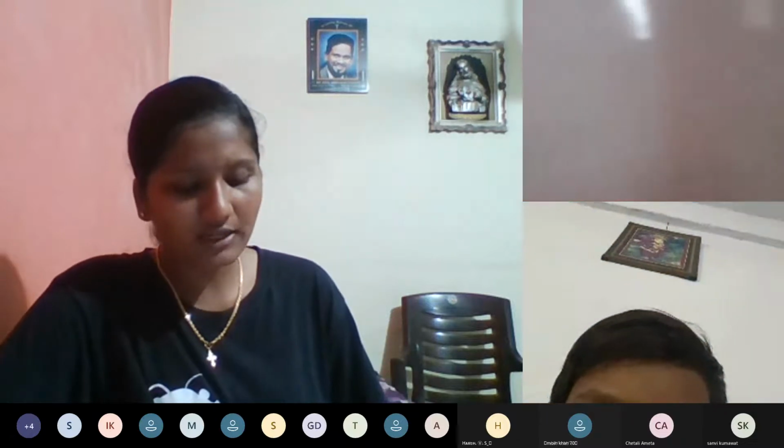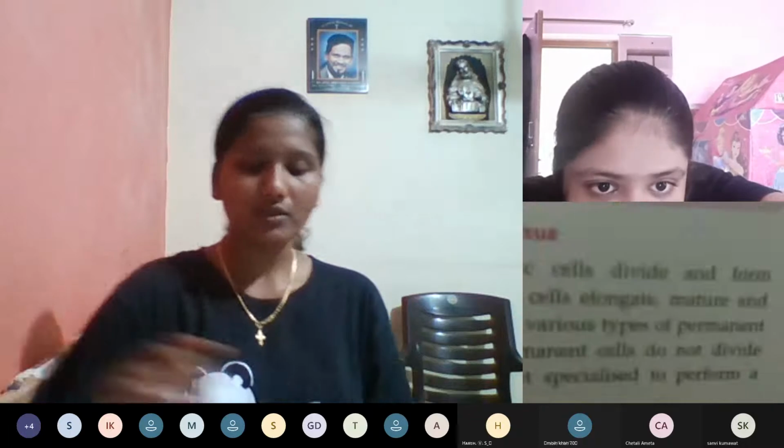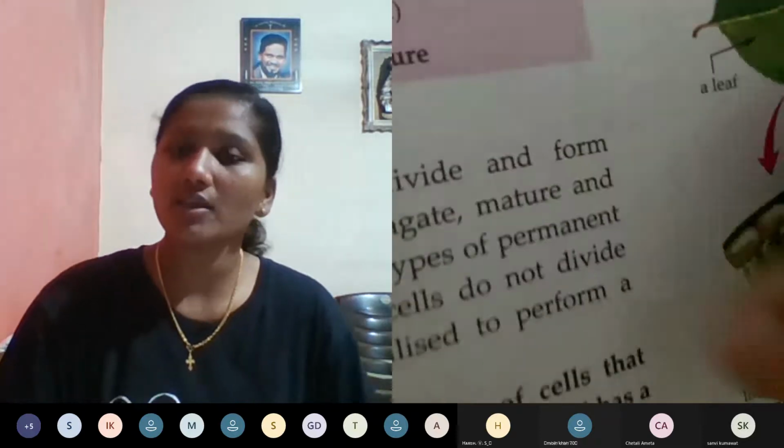Now, the permanent cells do not divide further. They get specialized to perform specific functions. These permanent tissues, that is the meristematic tissue which is now known as permanent tissue, do not divide further. They get specialized into different functions of the plant body. So if it is asked in the exam, permanent tissue is nothing but the matured meristematic tissue. So here is the definition.